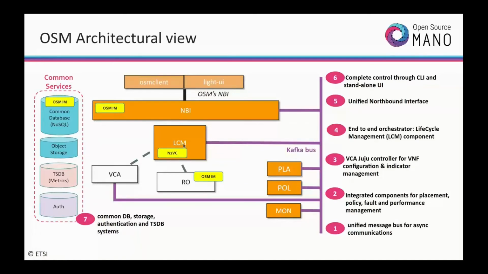The lifecycle management component is responsible for the life cycle of network services. So it is what controls when a new virtual machine is launched, when a virtual machine needs to be destroyed, when a Kubernetes container needs to be created, when it needs to be destroyed. Inside of the LCM, as a component, is the N2VC, which is the VCA.